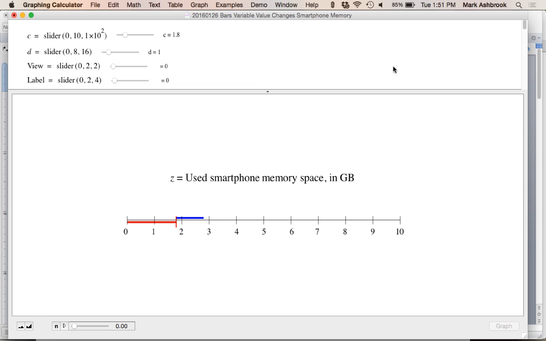Have a very quick conversation at your table. Ideas about relative to the variable z, what could the red bar be representing, and what could the blue bar be representing? Go.